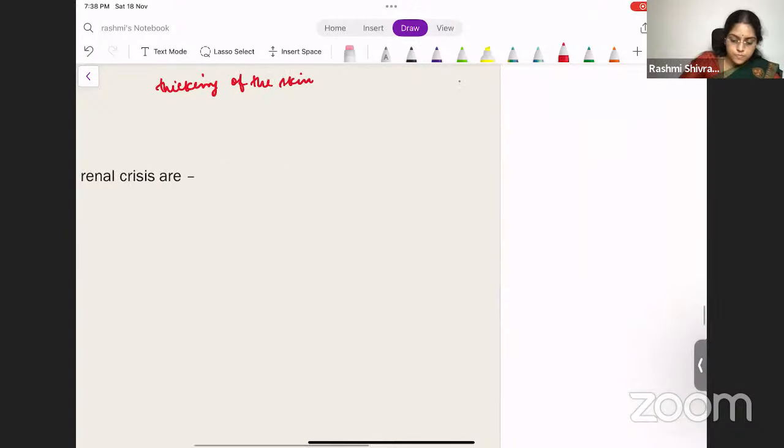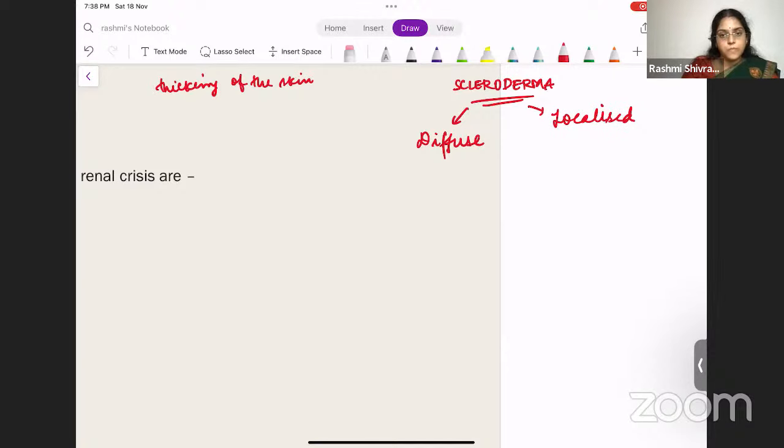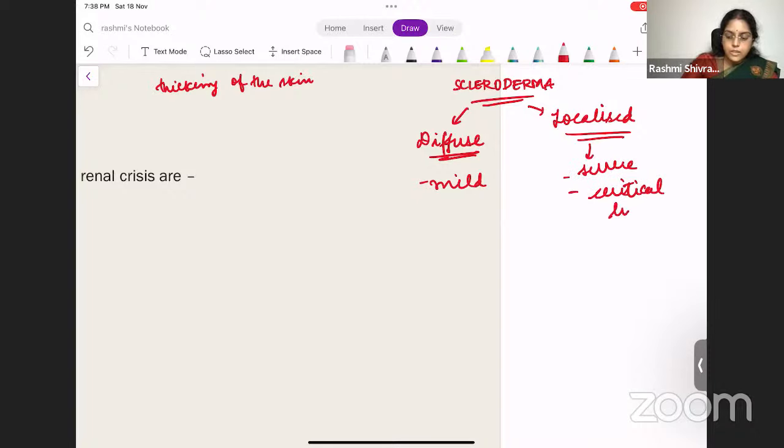So what is it classified into? You have diffuse cutaneous scleroderma and localized cutaneous scleroderma. Diffuse is often mild, but localized is very severe, and there is critical limb ischemia in these patients. So diffuse is mild, localized is severe with critical limb ischemia.